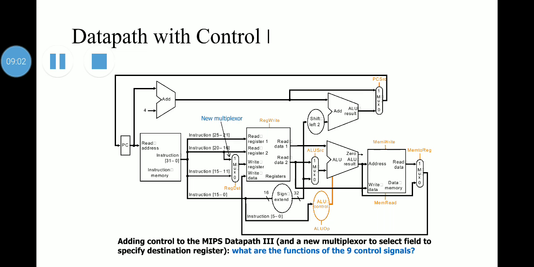These 9 control signals, that is the 7 already in the tabulation along with the 2 for ALU OP, can now be set on the basis of 6 input signals to the control unit, which are the opcode bits 31 to 26. So that's all about this lecture.